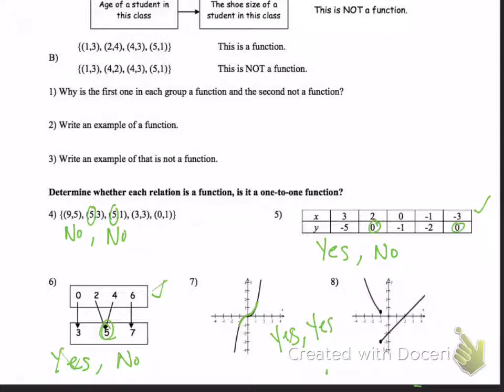Okay, number 8's a little tricky. If I'm doing the vertical line test, does it pass? Yes or no? No, because where? Yeah, where those two points are, it's going to cross both of those. So I would say no, not a function. And if it's not a function, then it is not one-to-one. Awesome.